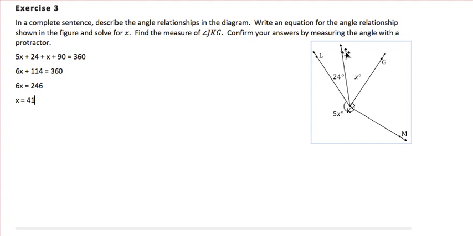And the measurement then of JKG would be 41 degrees. The measurement of LKM, on the other hand, would be 41 times 5, which is 205 degrees.